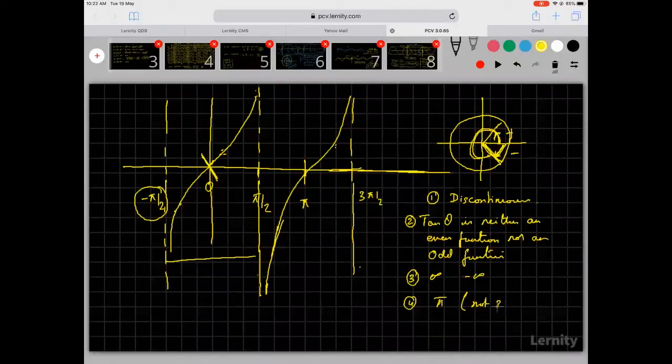Period of a tan function. So if I look at one period, it is from here to here, then it again goes up, again comes down here. So it will be pi, not 2 pi. So sine theta is 2 pi, cos theta is 2 pi, tan theta is pi.